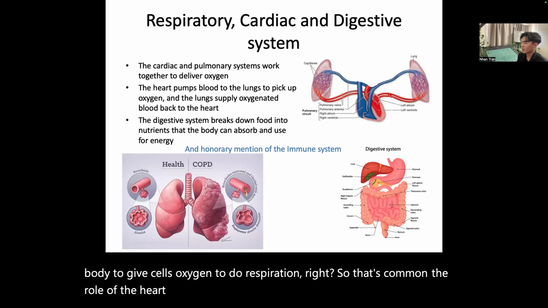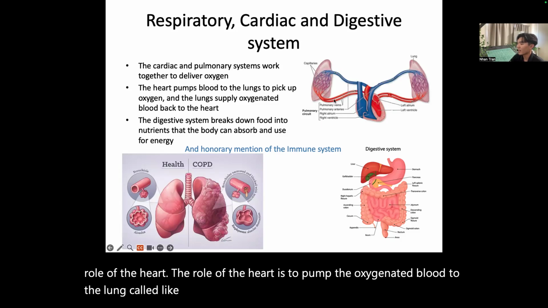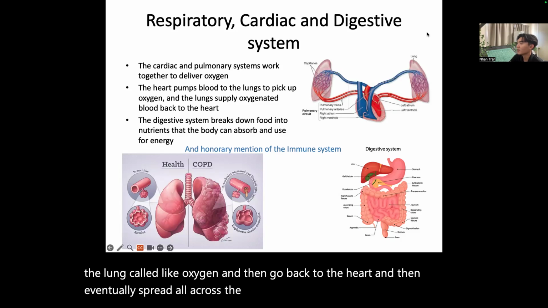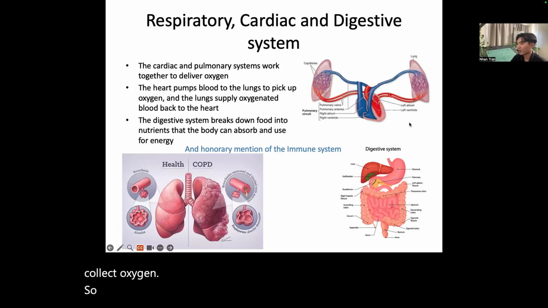The role of the heart is to pump the blood to the lung, collect oxygen, and then go back to the heart, and then eventually spread all across the body. So its goal is to spread oxygen and collect oxygen. So these two, pulmonary and cardiac, work really together.